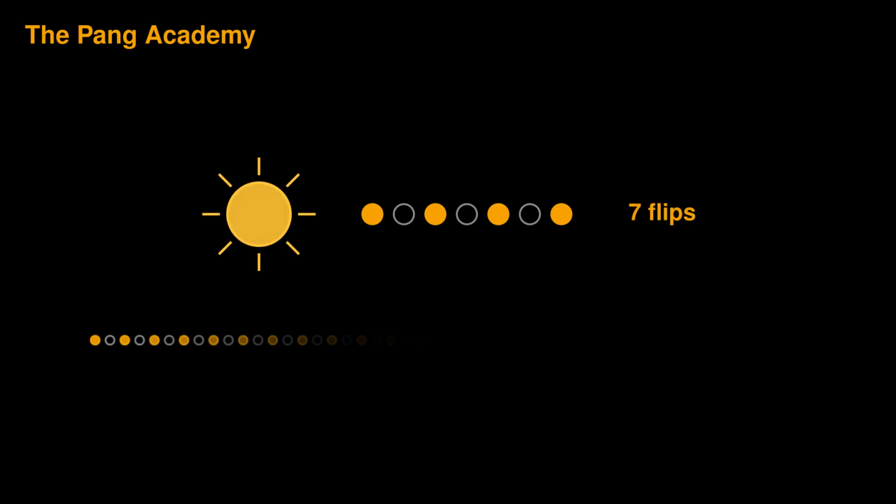A light switch, starting off. Flick it 7 times, fast, click, click, click. Is the light on now or off? You could trace all 7.